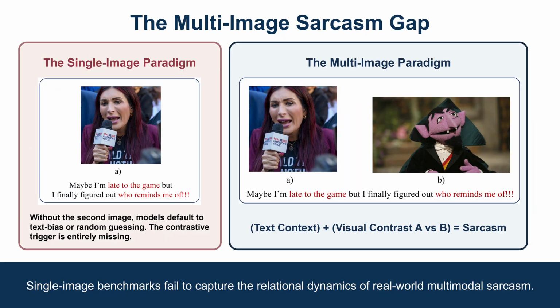Most existing multimodal sarcasm datasets and methods assume a single image setting. However, real social media posts often contain multiple images, and sarcasm may emerge only from the contrast between them. In this example, the text alone is ambiguous, and the first image alone is also insufficient. The sarcastic intent becomes clear only when we compare the two images. This reveals a key gap. Single image benchmarks cannot fully capture the relational dynamics of real-world multimodal sarcasm.